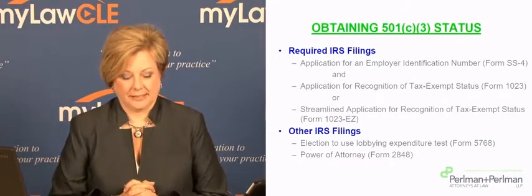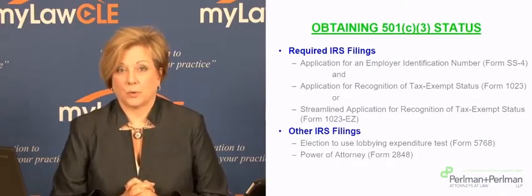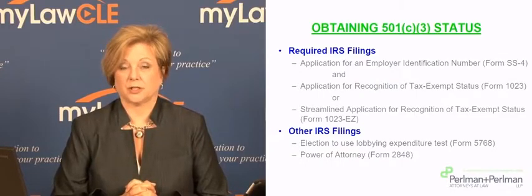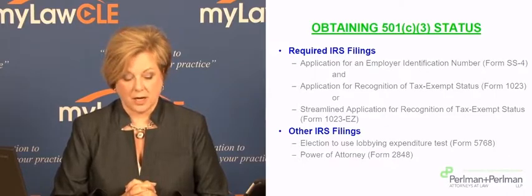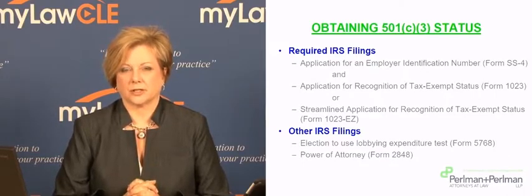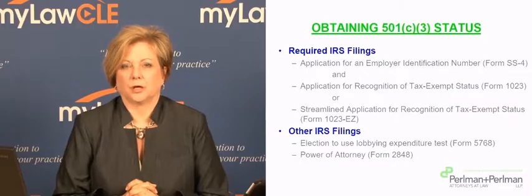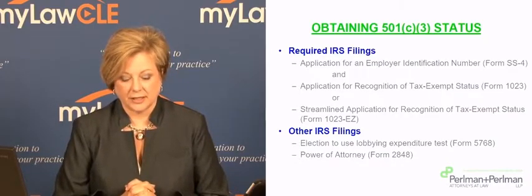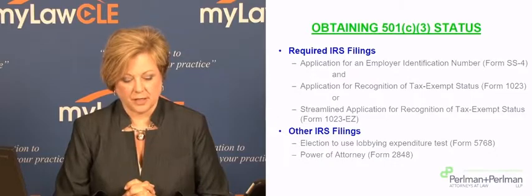So how do you obtain the status? There are required filings with the IRS. You have to first get an employment identification number, the form SS-4. It's fairly basic. It's just outlining who you are, what kind of organization, so that they can decide that you qualify to have the tax identification number.